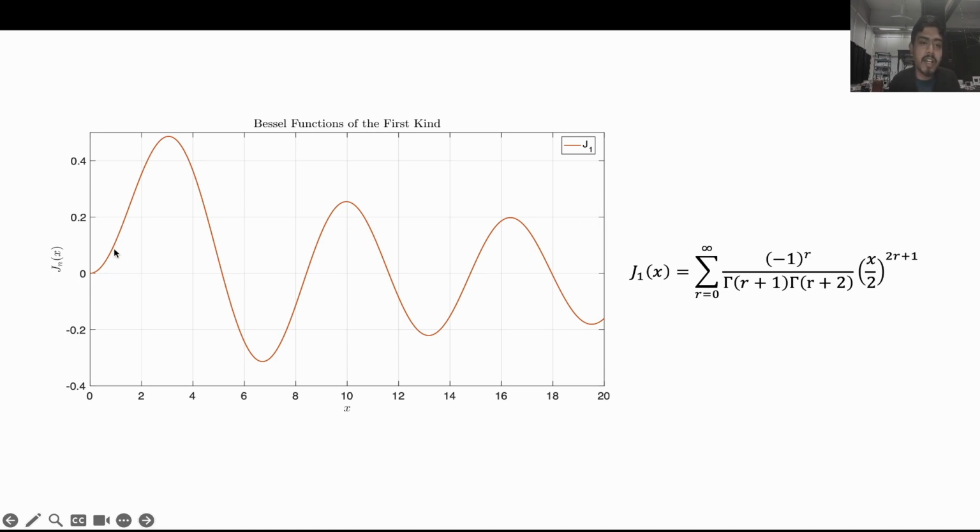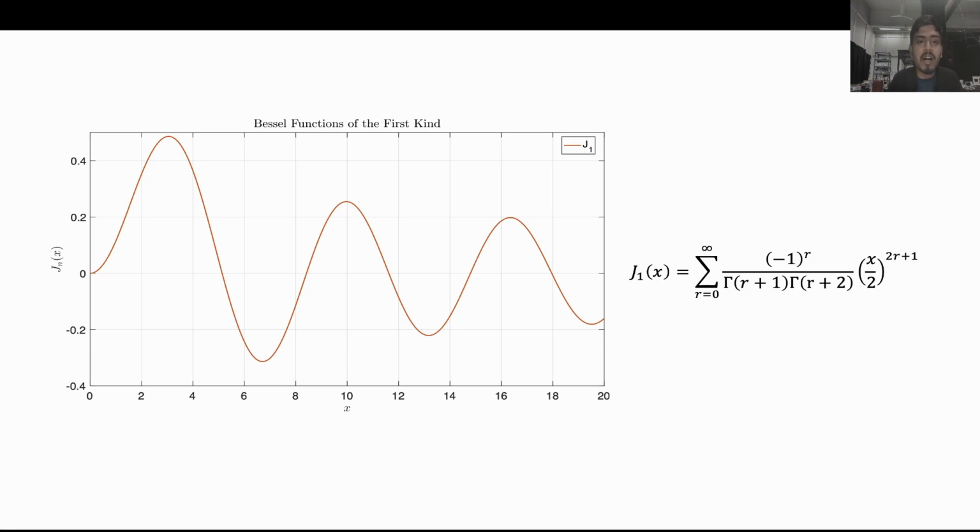It looks like a damped sine wave, but it's not actually a damped sine wave, that I will discuss later. You can see that its amplitude is gradually decreasing, and it's starting from 0 at x equals 0.